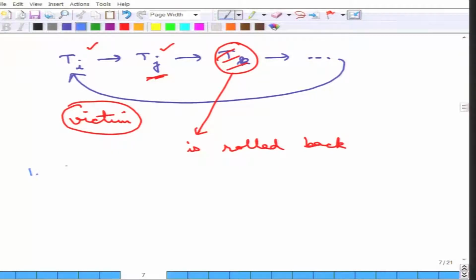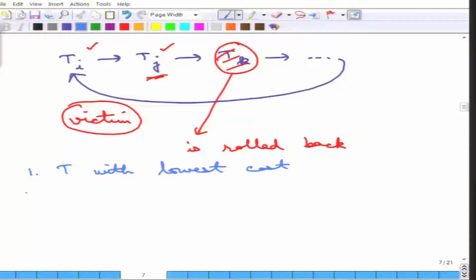The first one is that the transaction that has the lowest cost is chosen as the victim. What does it mean to say the lowest cost? Remember that these transactions are essentially operations, the read and write operations, and each such operation will have some cost, which the query processing engine estimates. So for the transaction that has the lowest cost, if that is rolled back, the least amount of work is supposed to be redone. It can finish off the most quickly. So if that is redone, that is not a problem.